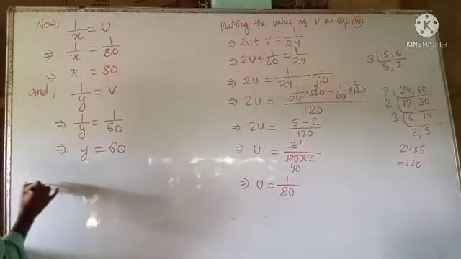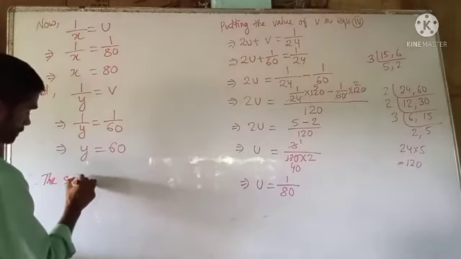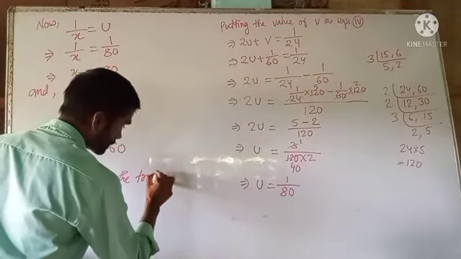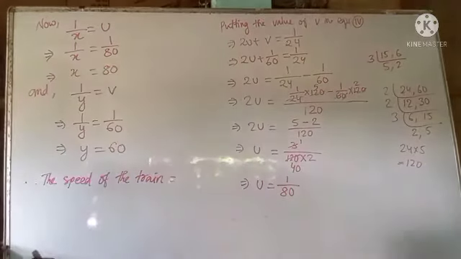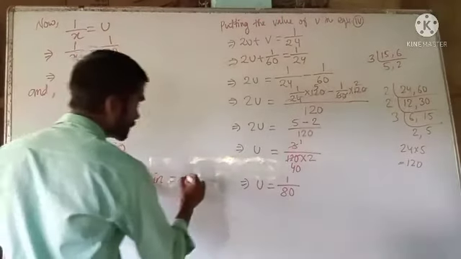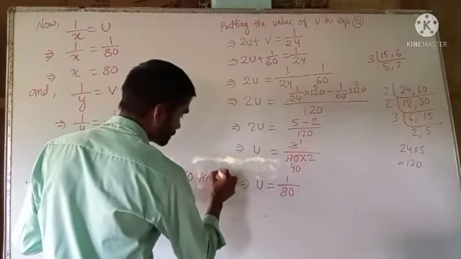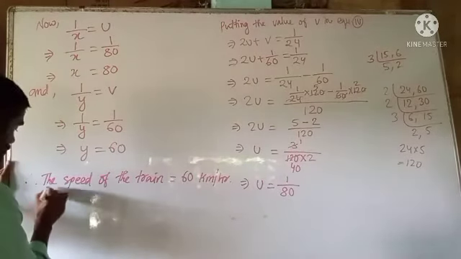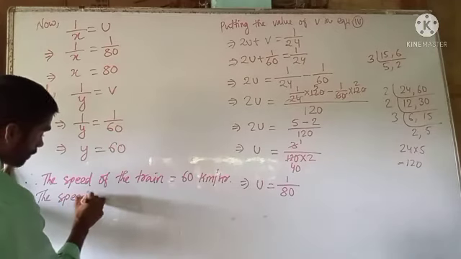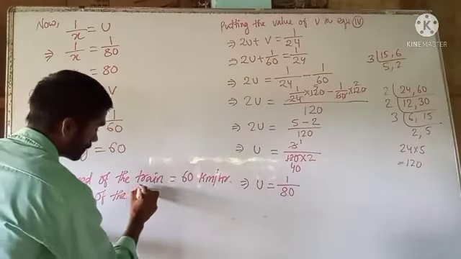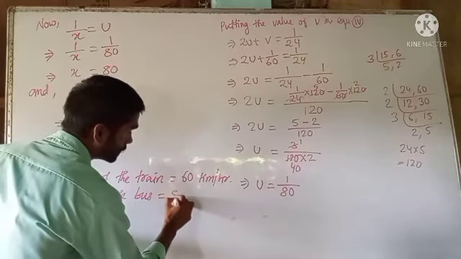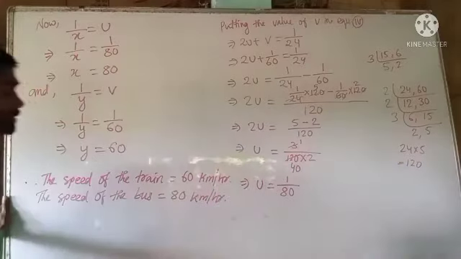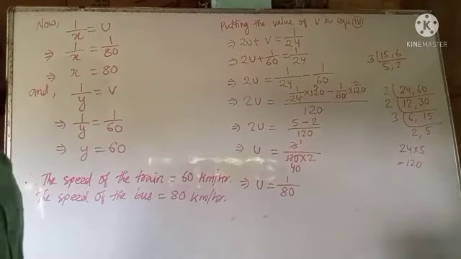Now we'll write here, therefore the speed of the train, for train we took it as y kilometer per hour, y we got here it is 60, so 60 kilometer per hour, and for bus we took it as x kilometer per hour. The speed of the bus is equal to 80 km per hour. That is the answer. So that is the end of exercise 3.6.